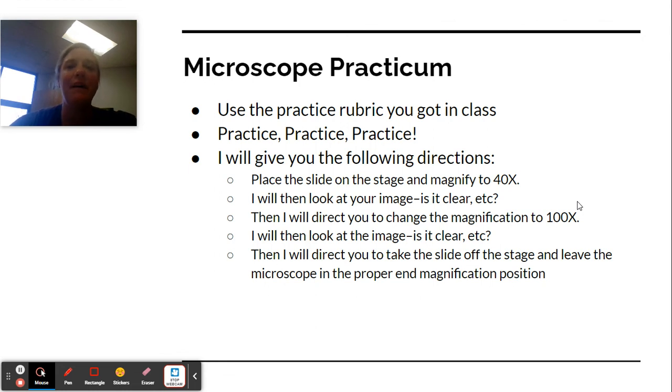I will give you the following directions. I will call you back to the microscope and say, place the slide on the stage and magnify to 40. I would expect you to know how to do that. Then I'll look at your image. Is it clear? Then I will direct you to change the magnification to 100 and I will look at the image again. Then I will tell you to take the slide off the stage and leave the microscope in the proper magnification end position. I'll be grading you on your ability to do that.